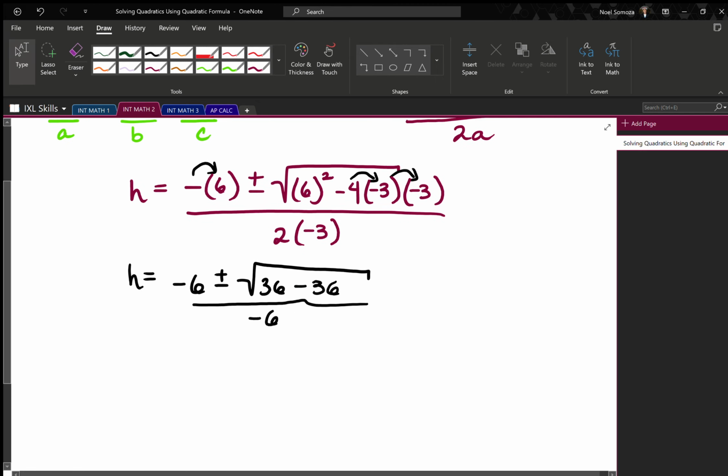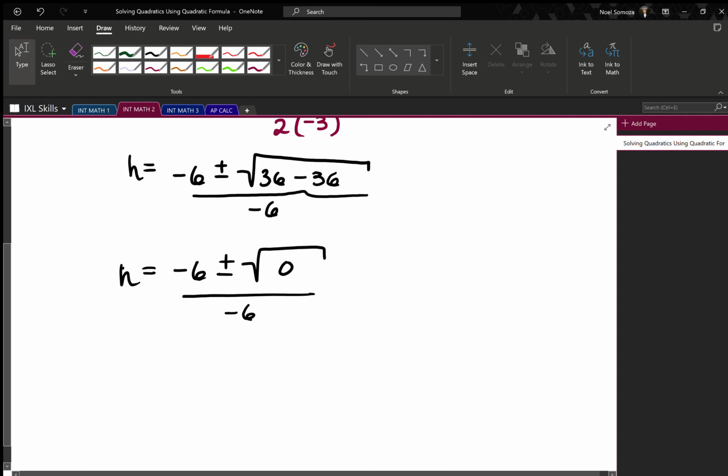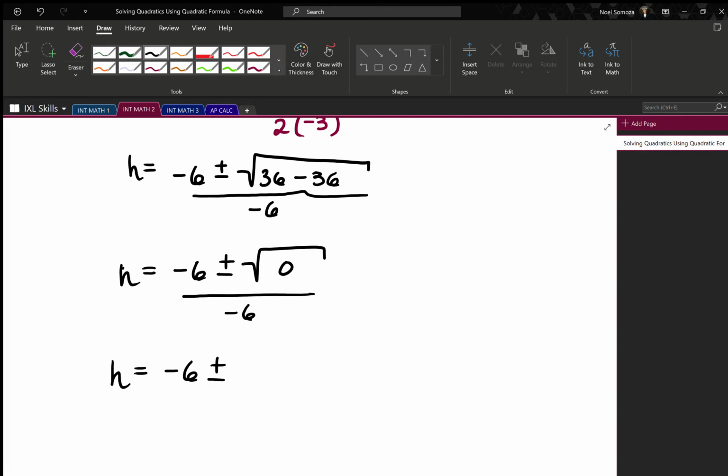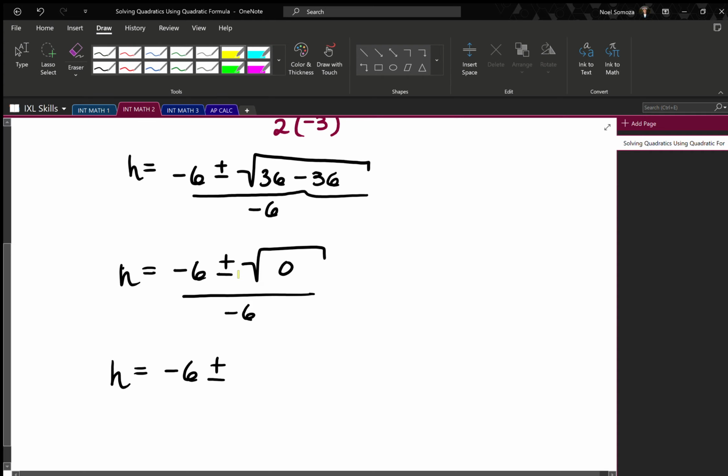Okay, so now I have h is equal to negative 6 plus or minus the square root of, well, 36 minus 36 is just 0. So I end up with the square root of 0 all over negative 6. So now what I would do on the next step is say, well, now I have h equal to negative 6 plus or minus, I can take the square root of 0. The square root of 0 is like asking yourself what number times itself gives you 0. And the only number that does that is 0. So the square root of 0 ends up being 0, all over negative 6.